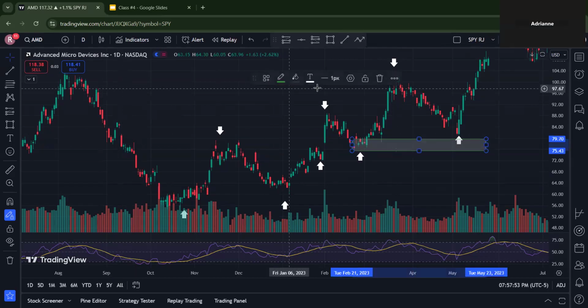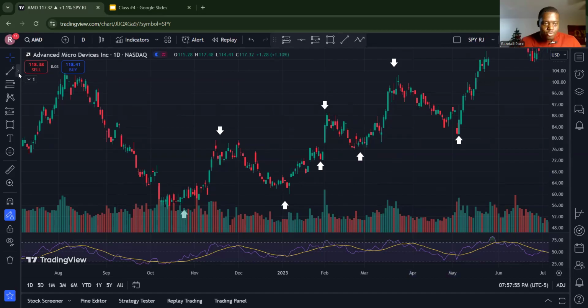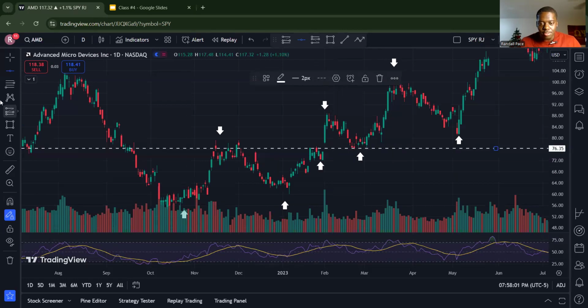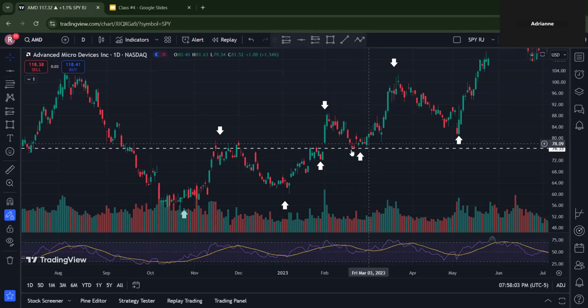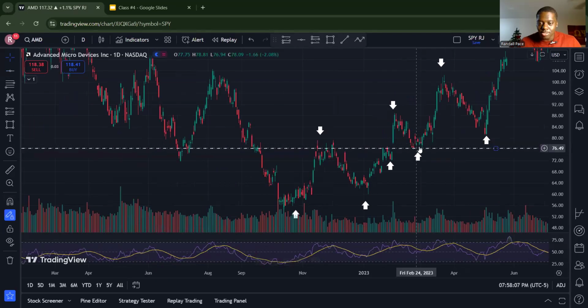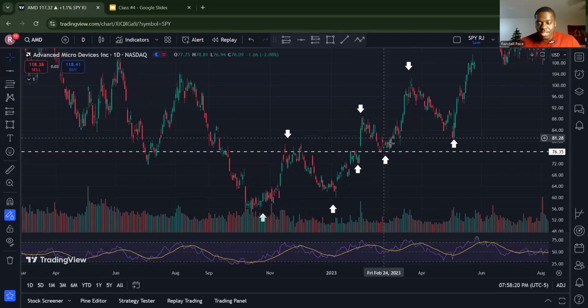So if I was just to use the flat line, the definite line in the sand would have to be right there. Which, what a coincidence, that is also a level here. Got multiple touches here, multiple touches here. What a coincidence. So it's kind of like that confluence coming back again.